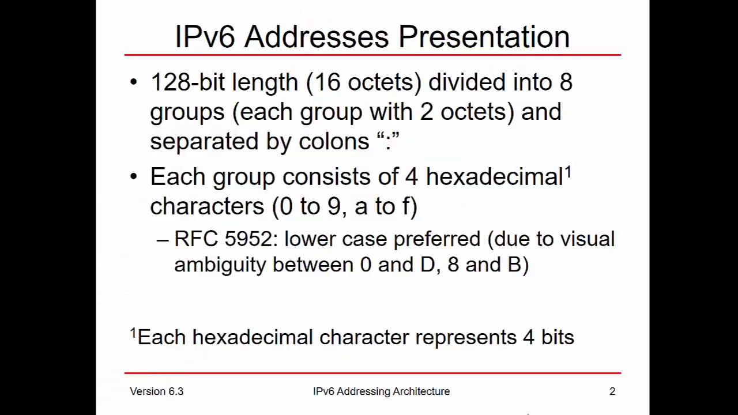IPv6 addresses consist of 128 bits, 16 octets divided into 8 groups, meaning that each group will have 2 octets, and they are separated by colons. Each group, 2 octets, will have 4 hexadecimal characters. Each hexadecimal character represents 4 bits.